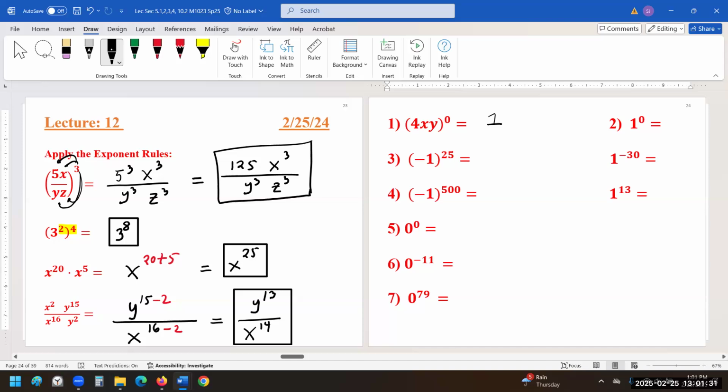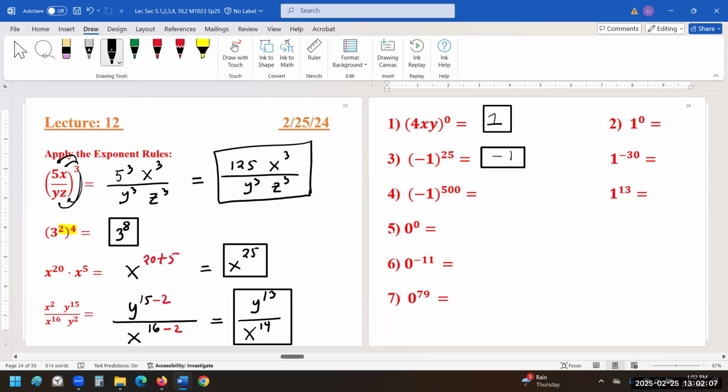Eric, would you like to try the next one? -1 to the 25 power. Positive or negative? 25 is odd number or even number? 25 is odd. So if you multiply negative odd many times, like 3 times, do you get a negative back or do you get a positive back? Negative. So -1 with the odd power gives you -1 back.